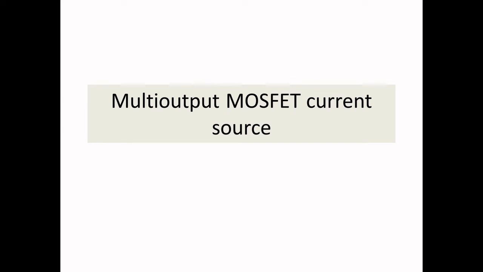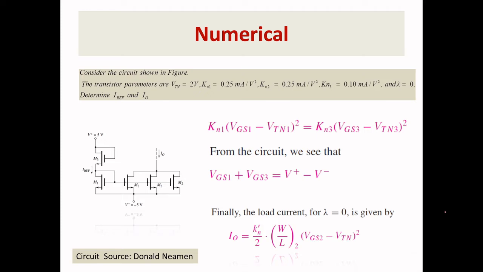Students, today we are going to see an important lecture: multi-output MOSFET current source based numerical problems. Before we go to the numerical problem, let me give some idea about this circuit. The given transistor parameters are: the threshold voltage is 2 volts for all transistors, KN1 for the M1 transistor is 0.25, M2 is 0.25, M3 is 0.10, and lambda equals 0, that is, channel length modulation we are not considering.